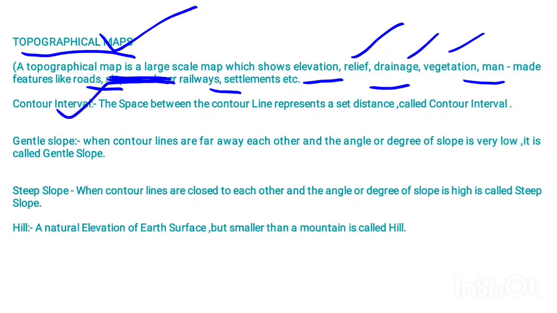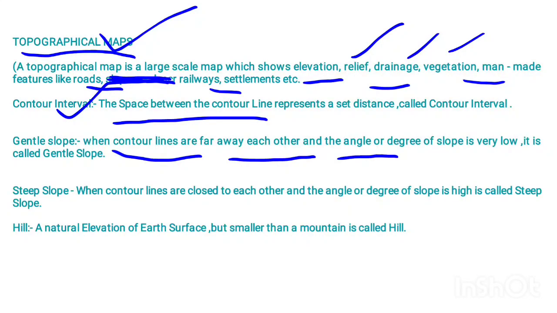Next one is contour interval, which I already explained. Next one is the gentle slope. When the contour lines are far away from each other, and the angle or degree of the slope is very low, it is called the gentle slope. With the help of contour lines, we will understand the gentle slope and the steep slope.